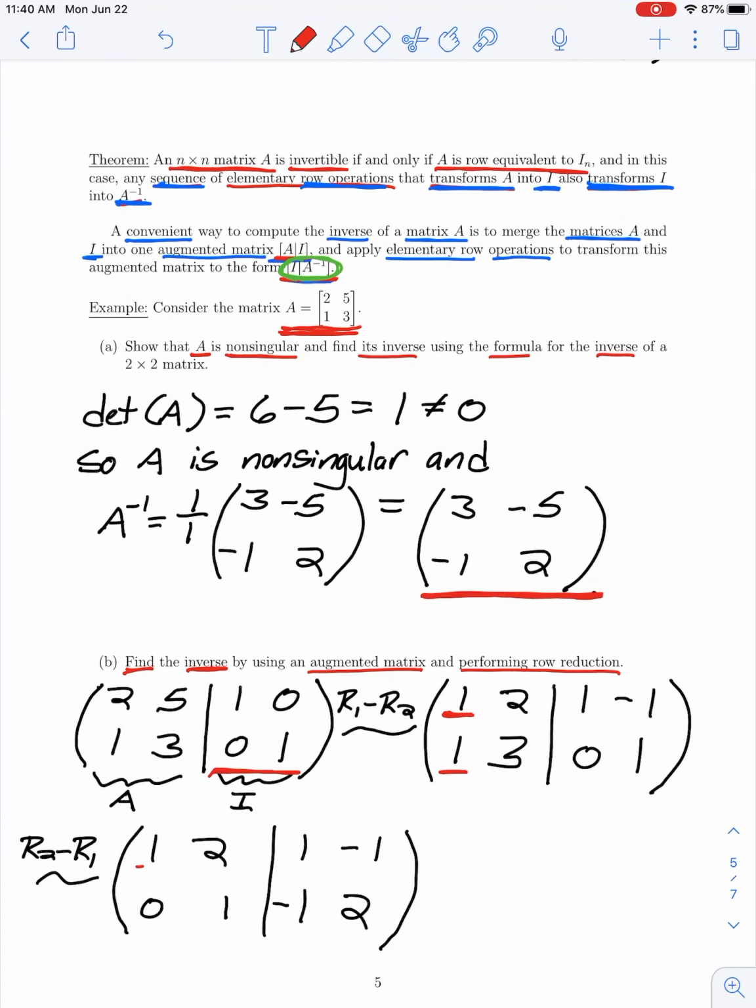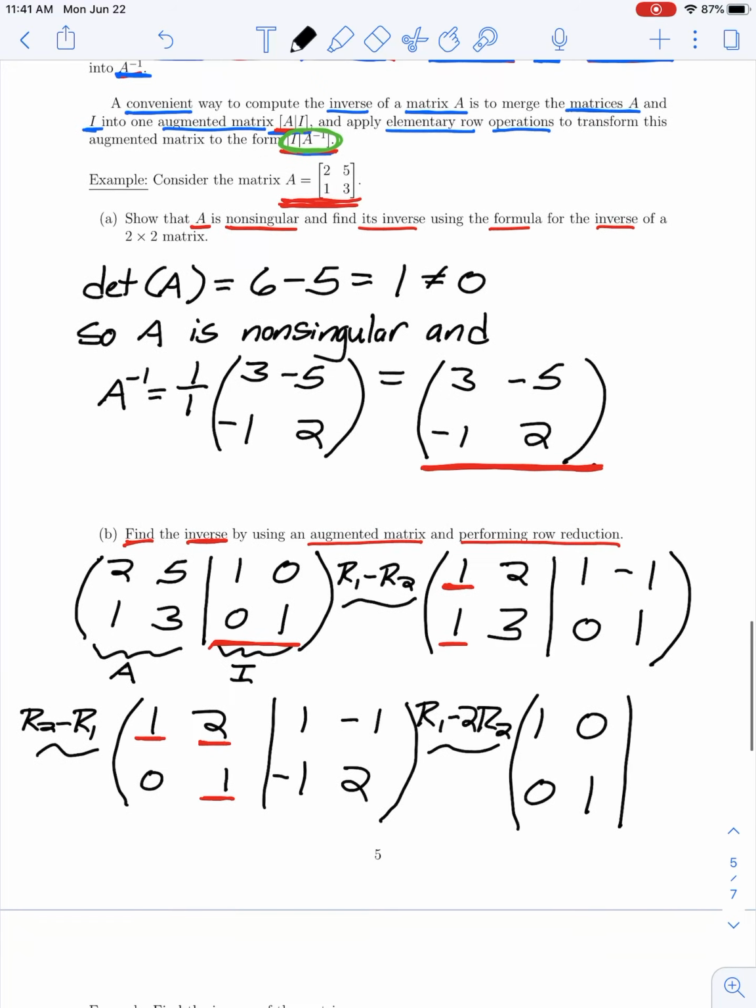So for my matrix on this left-hand side, I now have 1 for my lead coefficient, 0 below it. In the second row, I have 1 for my lead coefficient, but I need to kill off the 2 that appears above it in order to get the identity matrix there. So in my last step, I'm going to take row 1 and subtract 2 times row 2. So on the left-hand side, I have the matrix 1, 0, 0, 1, which is the 2 by 2 identity.